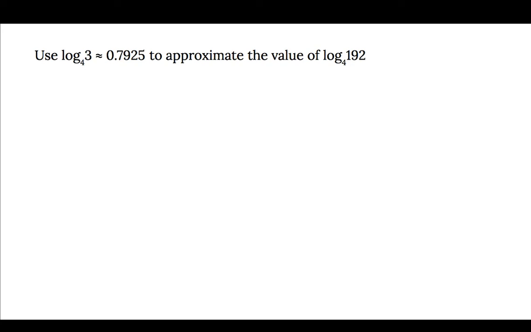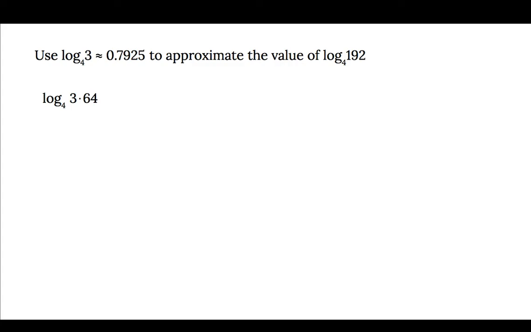So here's how you'll do this on homework. In your directions, it's going to say use a particular log as a decimal, and then it wants you to approximate a value. So here we're going to assume that log base 4 of 3 is the decimal 0.7925. We're going to approximate the value of log base 4 of 192. So in our approximation, we're going to try to see if 3 can go into 192. If I use the calculator and take 192 divided by 3, you're going to see that 192 is the same thing as saying 3 times 64.